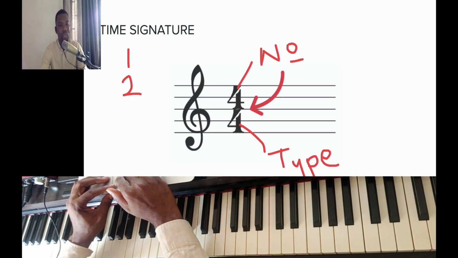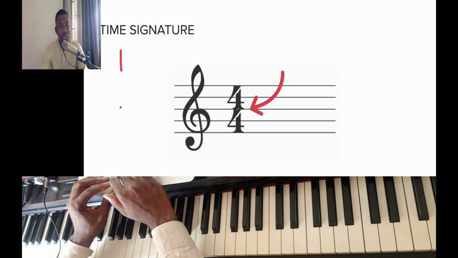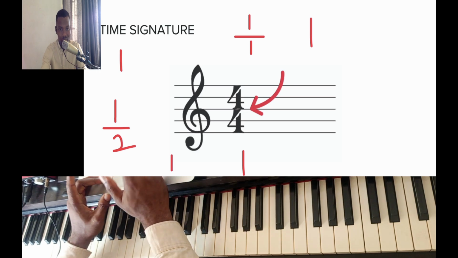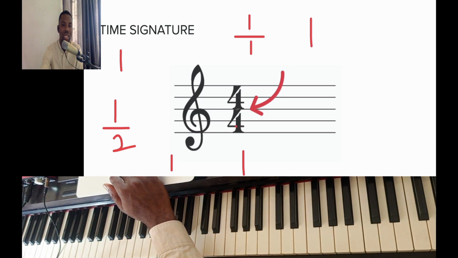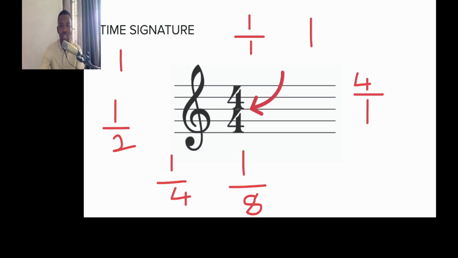Sorry, let me start again. The numerical value of a whole note is 1. The numerical value of a half note is 1/2. The numerical value of a quarter note is 1/4. The numerical value of an eighth note is 1/8, right? So when you see 1, we know 1/1 is the same thing as 1 in mathematics. So when you see 1 as a denominator, for instance, you see 4/1 as a time signature, it means you would find 4 whole notes.